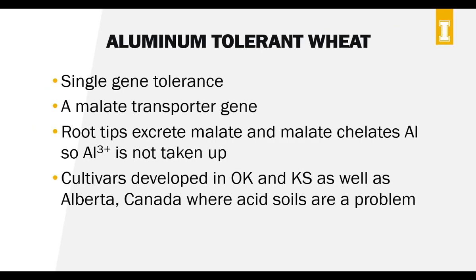So aluminum tolerance is actually fairly simple. It's a single gene, so it's something that we could easily breed into our material here in the Northwest. Typically it's some sort of gene, such as in this case a malate transporter gene, which basically causes the root tips to excrete malate into the soil solution. That malate will chelate or bind to the free aluminum in the soil, preventing that trivalent aluminum, which is toxic to the plants, from being taken up into the plants.